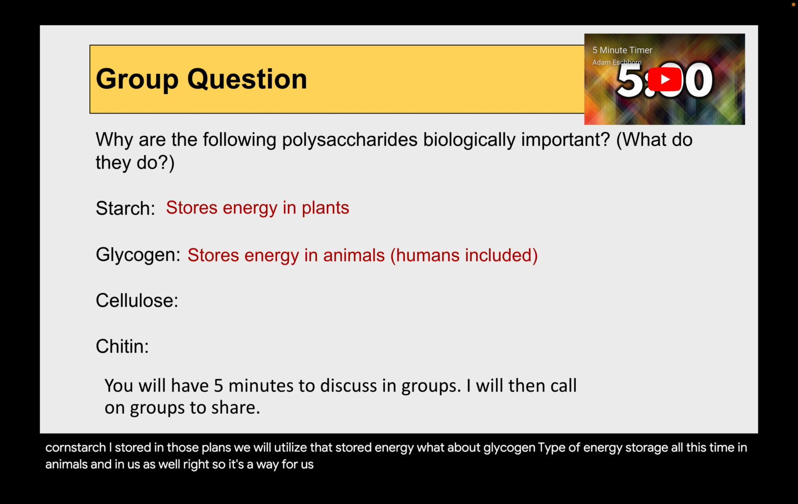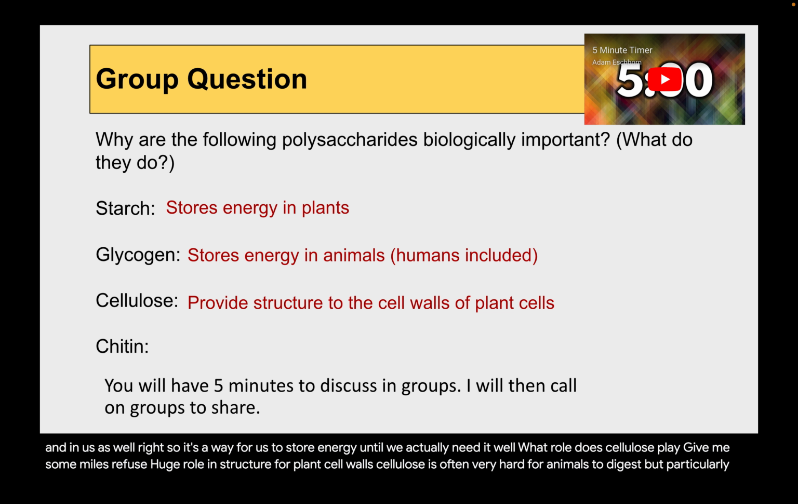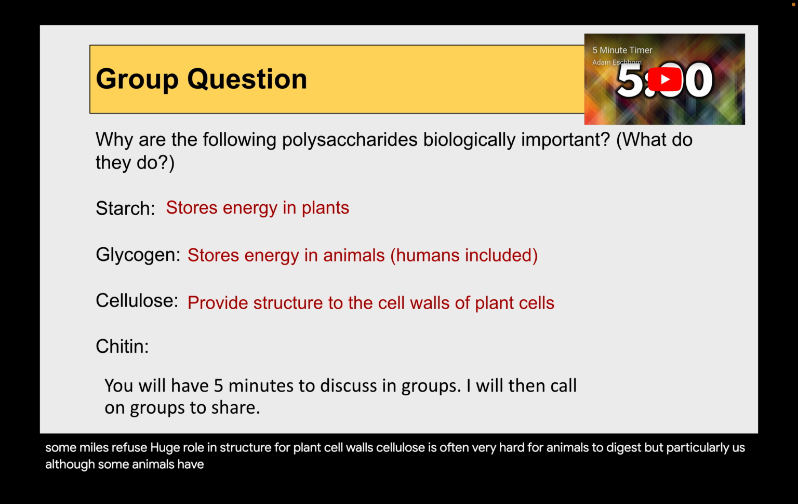Cellulose. What role does cellulose play? This is moving into my realm of expertise. Yeah, it plays a huge role in structure for plant cell walls. Cellulose is often very hard for animals to digest, particularly us, though some animals have adaptations to their digestive system to be able to more easily break down cellulose. But it provides structure for our plant cells.